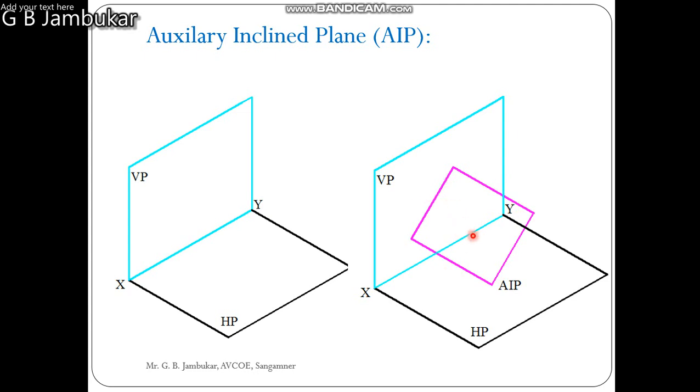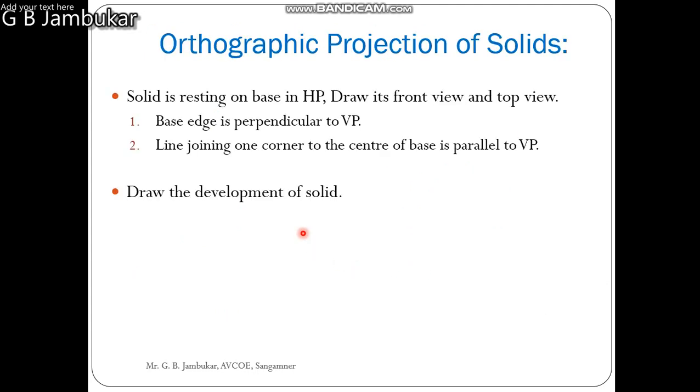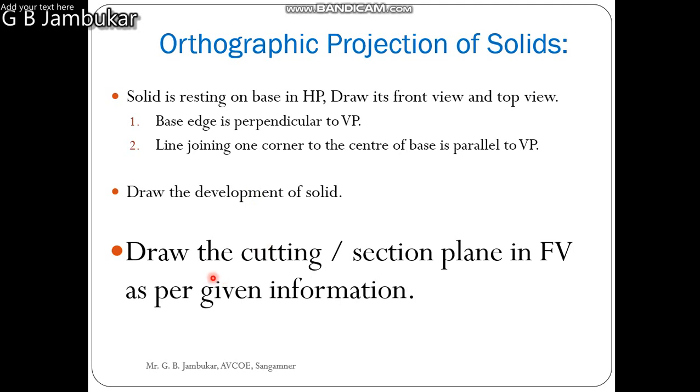If the solid is cut by the AIP, that is, this section plane, the auxiliary inclined plane will cut the solid, and after the cutting we have to draw the development. So we are going to see the problem, continuing with the previous problem. The next step is to draw the cutting section plane in the front view as per the given information.